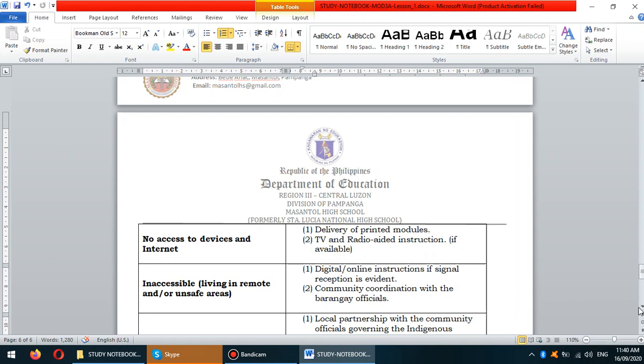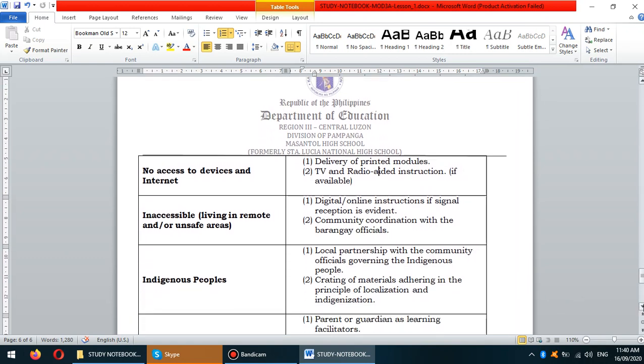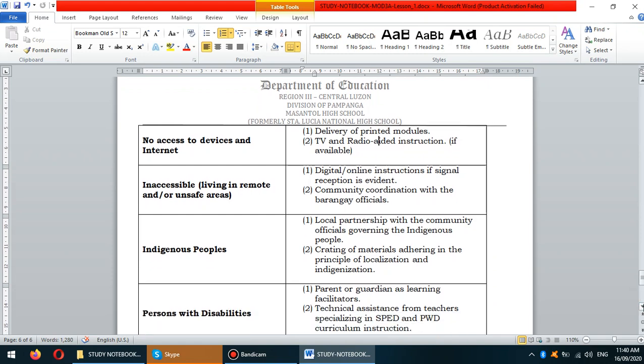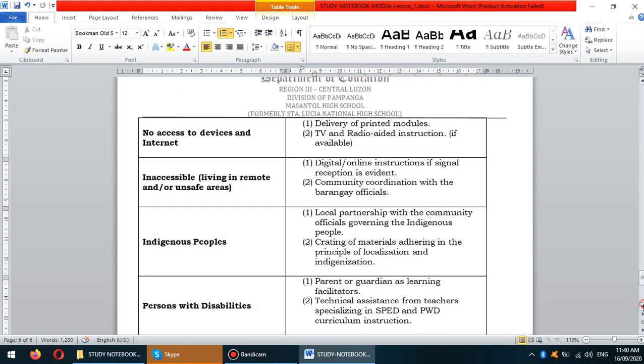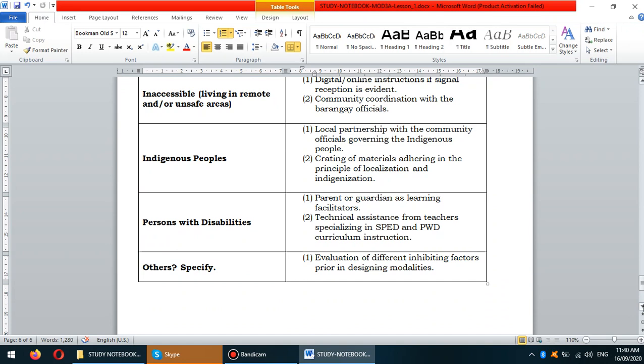Inaccessible, living in remote or unsafe areas, I also have this. Indigenous peoples, we also have intervention for them. Persons with disabilities, we also have interventions for them. And I also specify the evaluation of different inhibiting factors prior to designing modalities. We all need to assess not just the modalities, not just the materials, but also our target learners, particularly those disadvantaged students. Now, these are all my responses in my Module 3A.1.